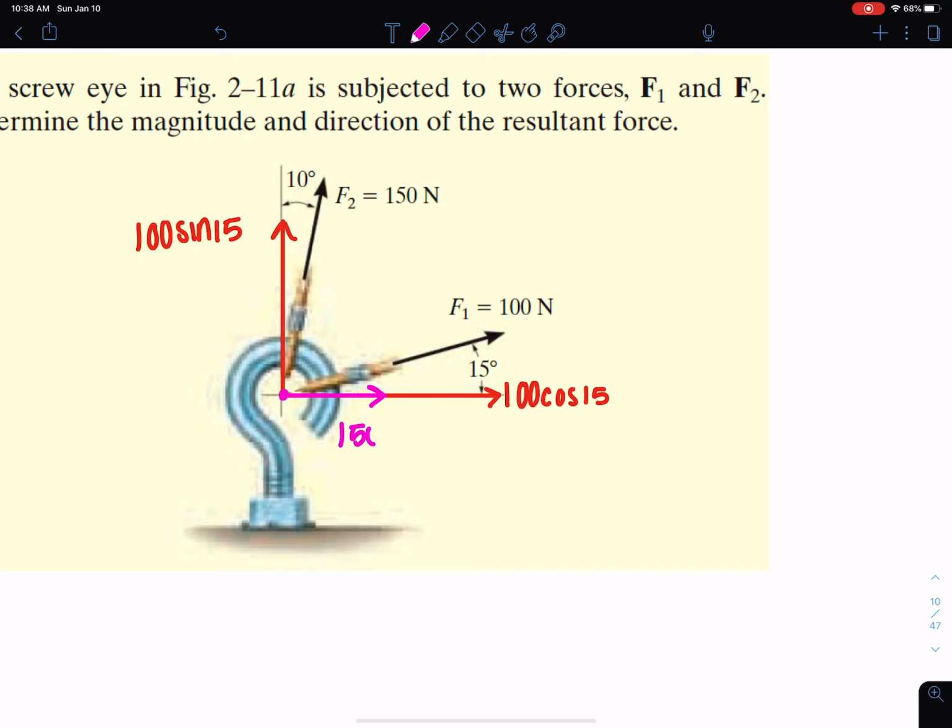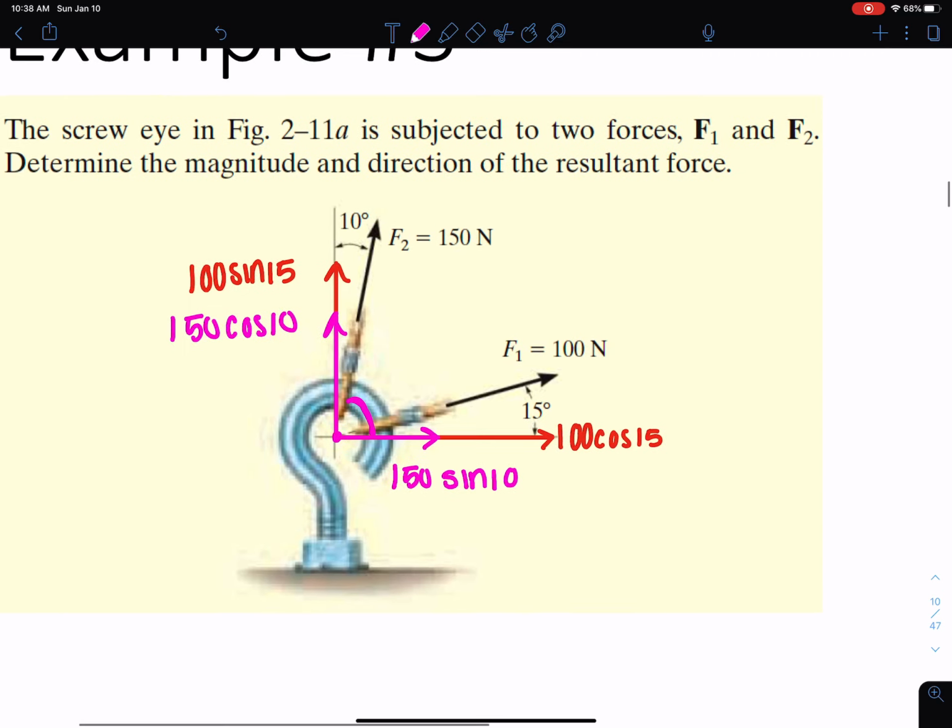So I have 150. Now, my angle is measured from the y-axis now. So that is no longer adjacent. This would be my adjacent, right? So now this has to be sine of 10. And this one here, I know these lengths aren't right, but I just want to make sure you can see both arrows. So 150 cosine 10.